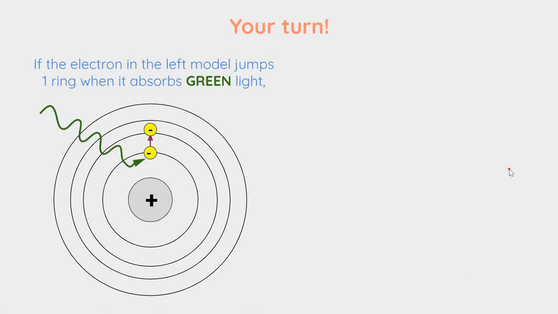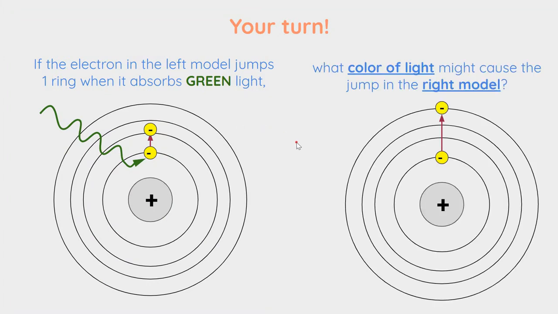All right, now it's your turn. If the electron in this left model jumps 1 ring when it absorbs green light, what is a reasonable color of light that will cause the jump in this model where it jumps 1, 2, 3 rings? Go ahead and answer on screen. There's really 2 different options here. Because the jump is higher in energy, we need a higher energy of light. So blue light or purple light would make sense because they have more energy than green light.